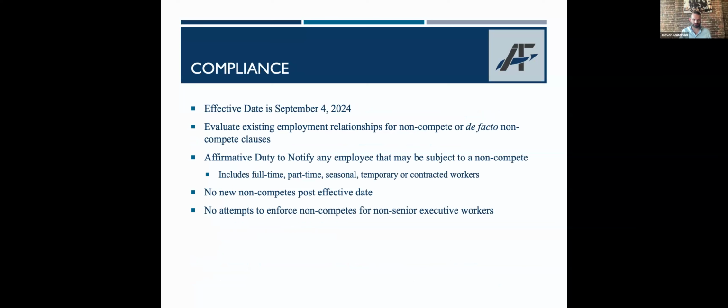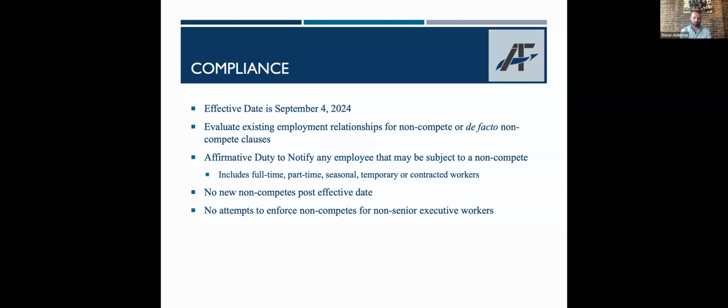That brings me to compliance. How do we comply? Well, the reality is that it's relatively straightforward on how to comply. The question is, how do you create strategies to mitigate the effects? So compliance, we need to evaluate existing employment relationships for non-competes that are actually in the contract, and then any clauses that could be interpreted as having the same restrictive force as a non-compete. Think about the confidentiality agreement I mentioned earlier.